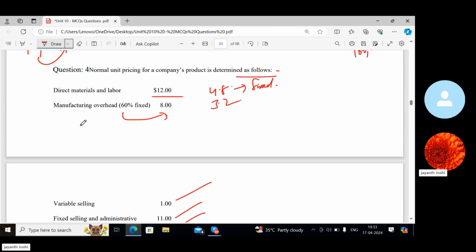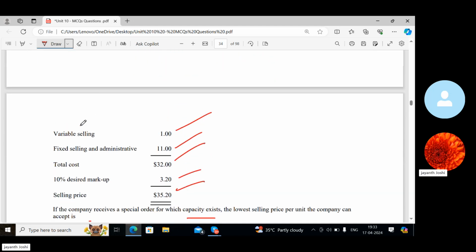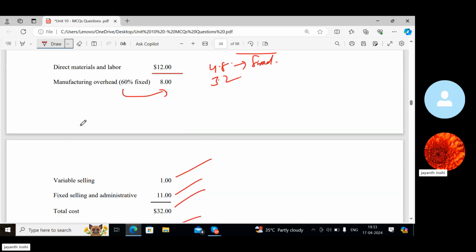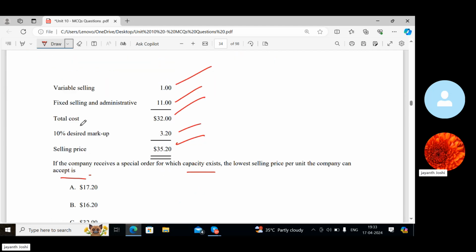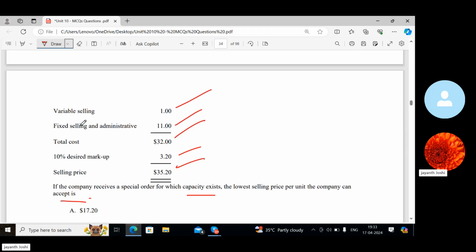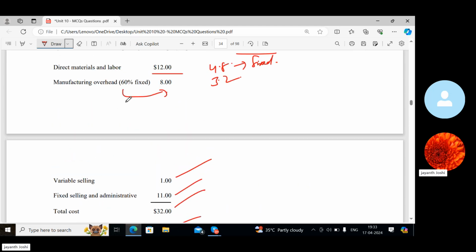So what we have to do? See, normal unit pricing for a company's product is given to you. If you are manufacturing any product, these are all the costs you are going to incur per unit. If the company receives a special order for which they have capacity, the lowest selling price per unit the company can accept is what? So we will take all the variable cost. Yes, we are taking $12 here. Then we have to take the variable portion of 3.2. This is the variable portion, right?